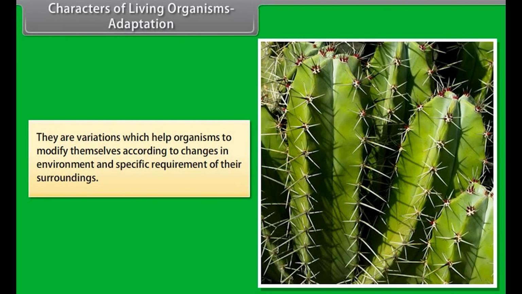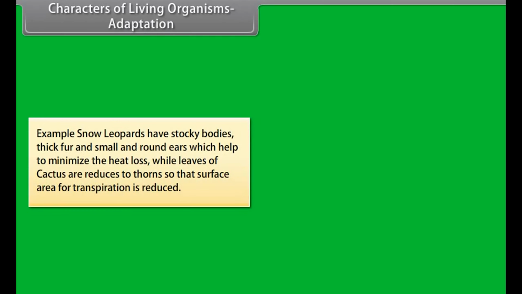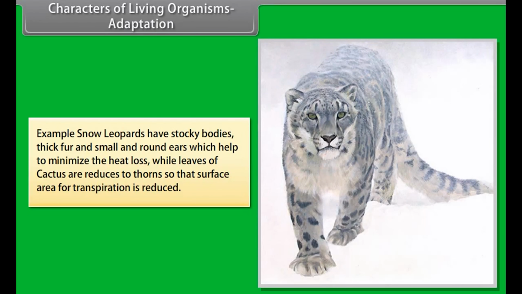Characters of living organisms. Adaptation. They are variations which help organisms to modify themselves according to changes in environment and specific requirement of their surroundings. Example: Snow leopards have stocky bodies, thick fur and small and round ears which help to minimize the heat loss, while leaves of cactus are reduced to thorns so that surface area for transpiration is reduced.